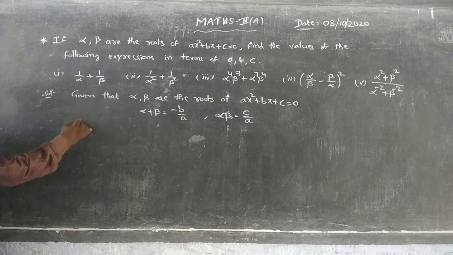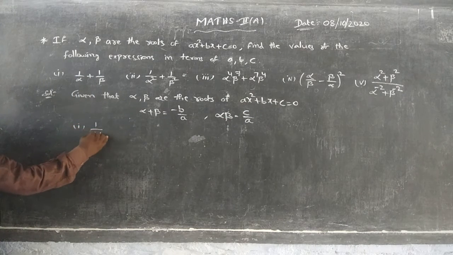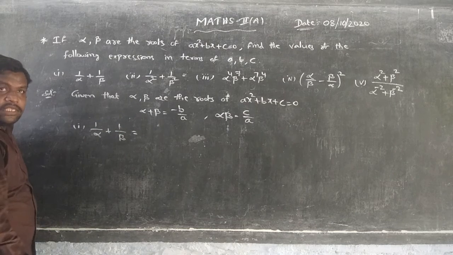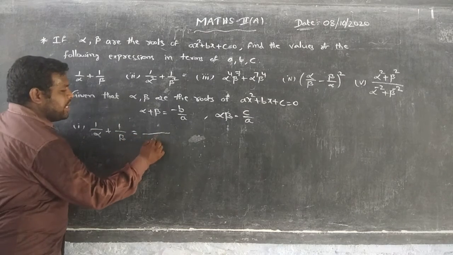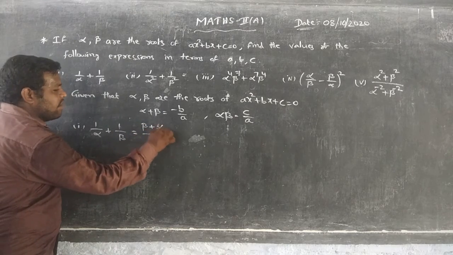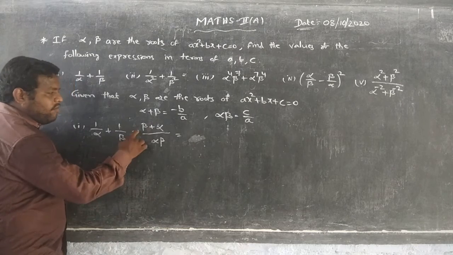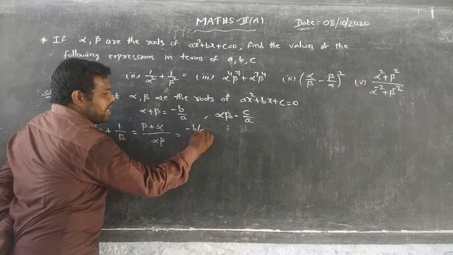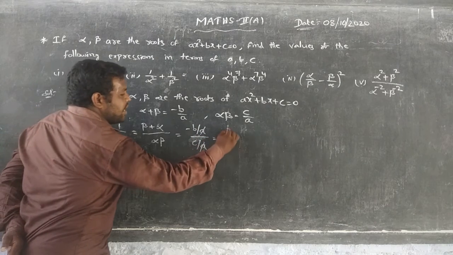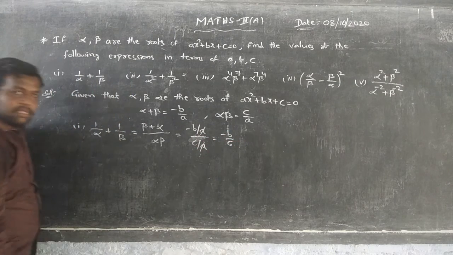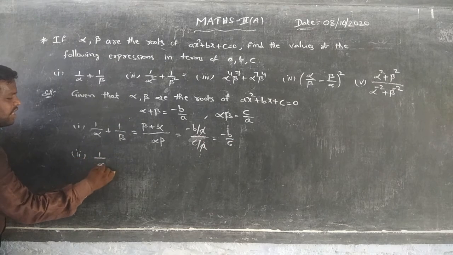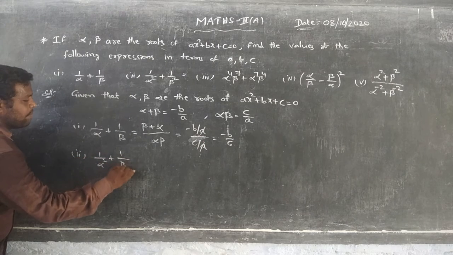Now you can find the first expression value. 1 by alpha plus 1 by beta. In this expression, what is the LCM? Alpha into beta is the LCM. Then the numerator is beta plus alpha. What is the value of alpha plus beta? Minus b by a by c by a. So a gets cancelled. That equals minus b by c. What about the second one? 1 by alpha square plus 1 by beta square.